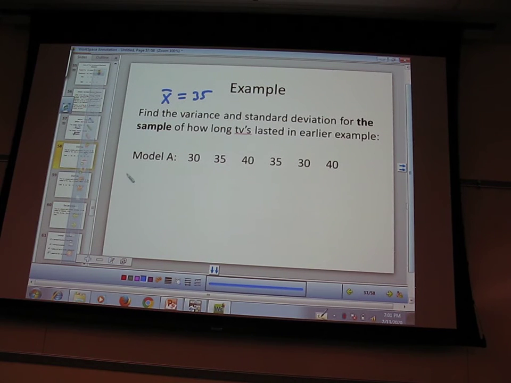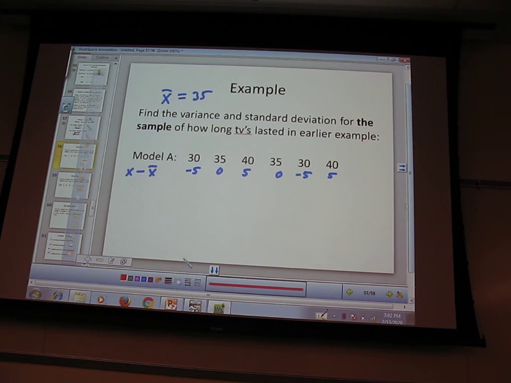So first I'm going to do every value minus the mean. We're going to try to fit in 2 lines here, so write small. This is the first one. How far is 30 from the mean, from 35? It's 5 below it. Everybody agree? How far is 35 from 35? 0. 40 is 5 above it. 35 is 0. 30 is 5 below it. 40 is right on it, 5. Everybody good with that part? You should be all writing this in, right above yours.